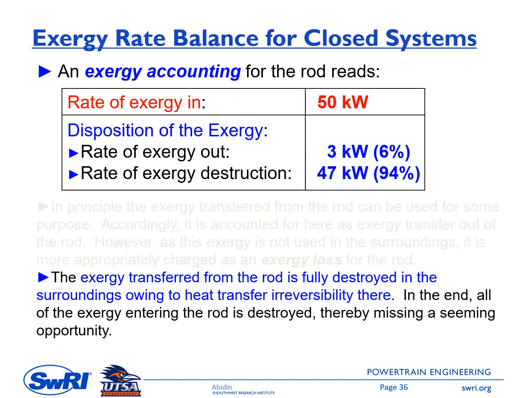And the next point here is that the exergy transfer from the rod is fully destroyed in the surrounding owing to the heat transfer irreversibilities there. So this is within the rod. In the end, all of the exergy entering the rod is destroyed. As I mentioned to you, if you don't utilize this 3 kilowatt exergy, then it will be an exergy loss. So all 50 kilowatt here will be destroyed. It will go to the environment. So it's a missed opportunity in this case.